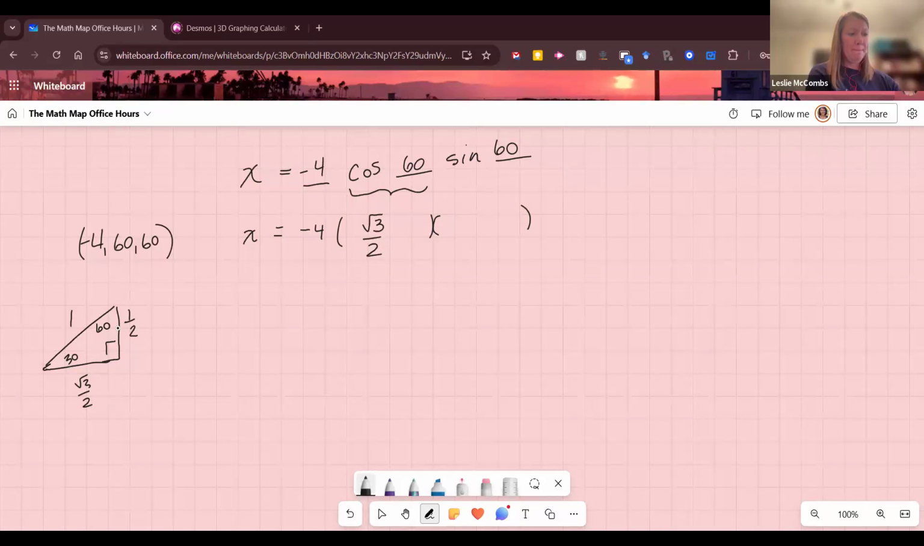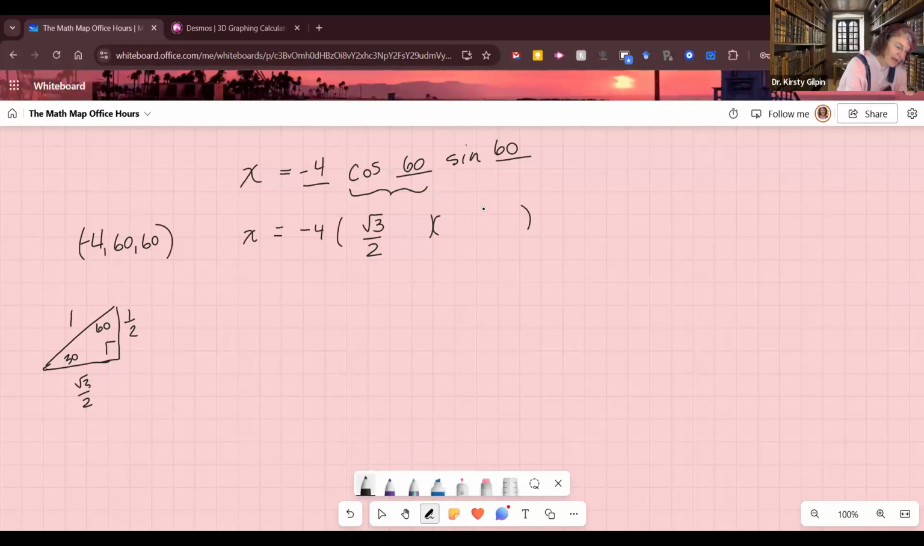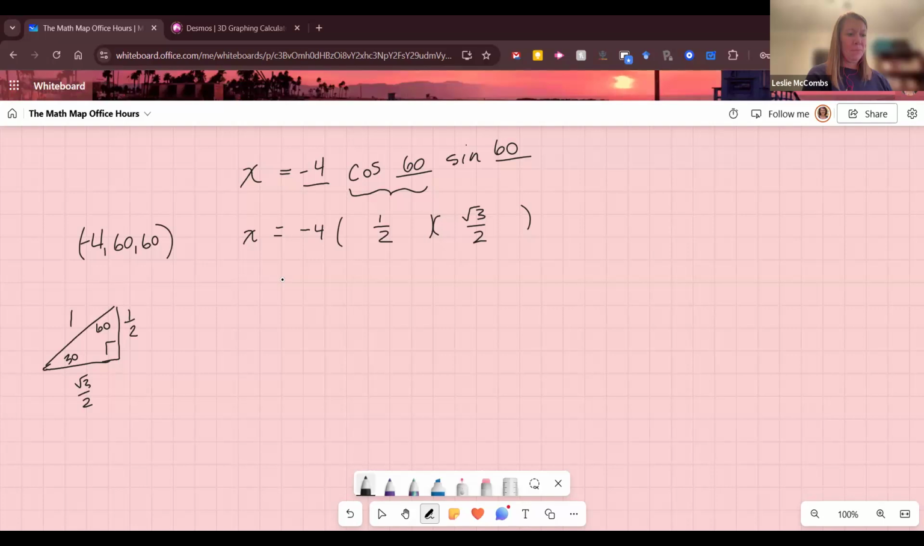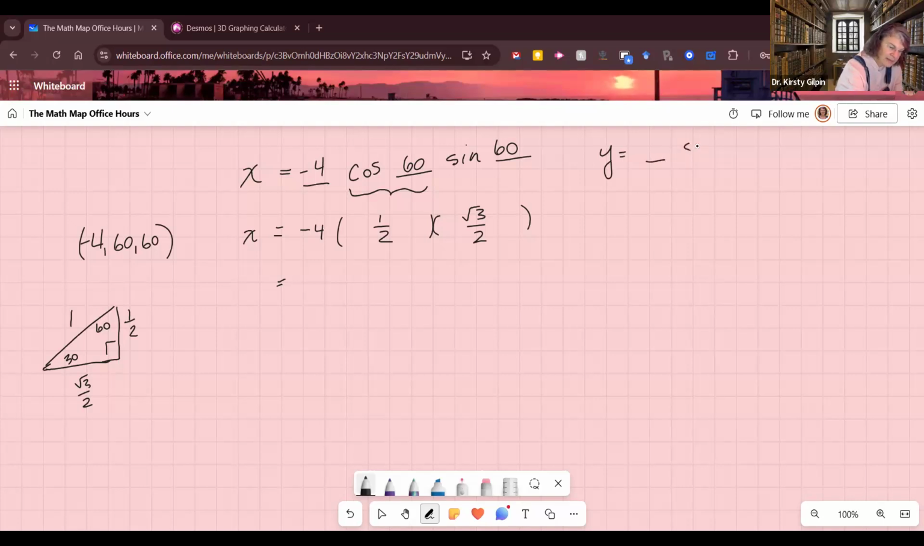And my sine of 60 is, oh no, I just lied to you. I got them backwards. My cosine of 60 is 1/2, because it's my adjacent. My sine of 60 is the opposite. That's the square root of 3/2. And that's as far as I need to go. But eventually, if I was actually completing the conversion, I would multiply this through and end up with negative square root of 3. So then my y coordinate is blank sine blank sine blank.